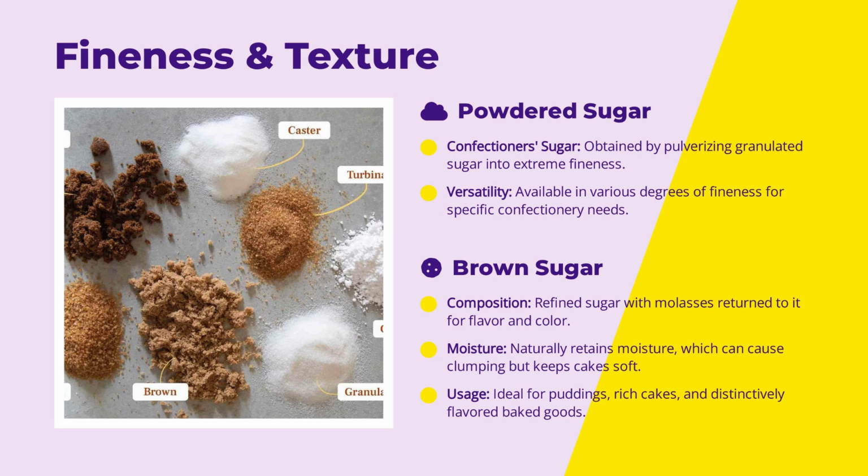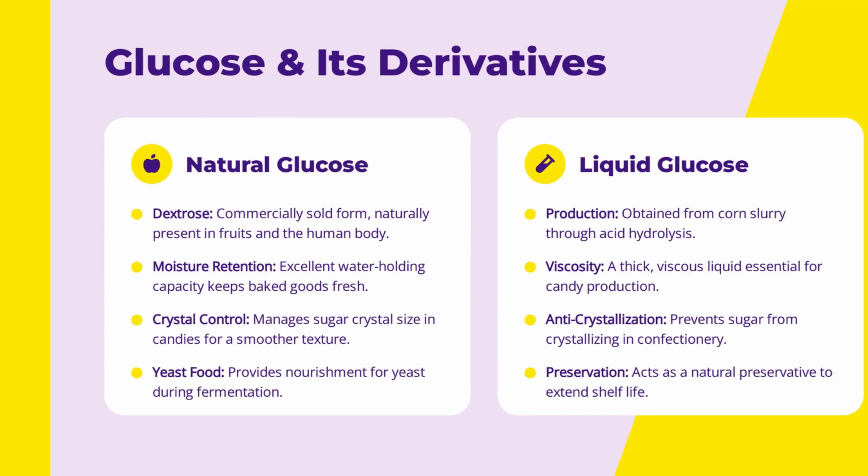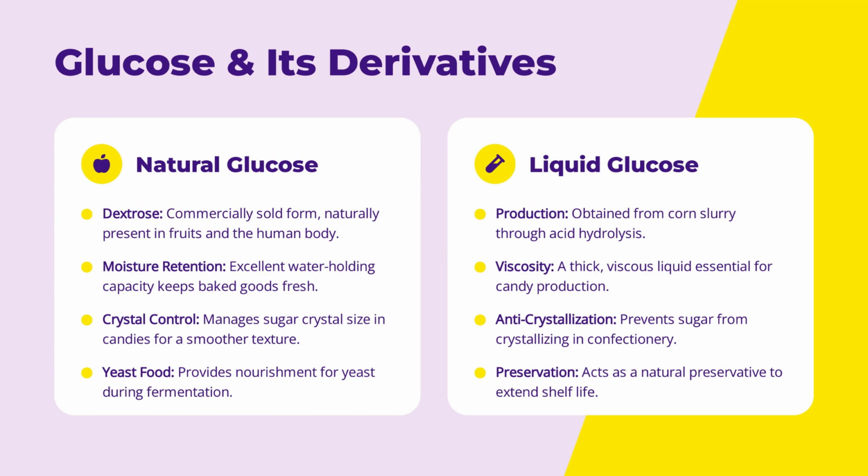Next, let us understand brown sugar. Brown sugar is prepared by adding molasses back to refined sugar. The molasses gives brown sugar its characteristic color, aroma, and rich caramel flavor. Another important property is its moisture-retaining ability. Although it may form small lumps during storage, this moisture helps cakes, muffins, and cookies remain soft and fresh for a longer time. Brown sugar is therefore widely used in rich cakes, puddings, cookies, and baked products where enhanced flavor is desired. The next important group of ingredients includes glucose and its derivatives.